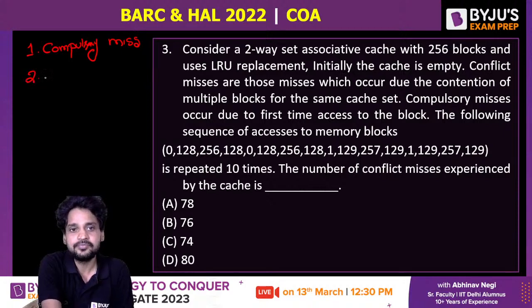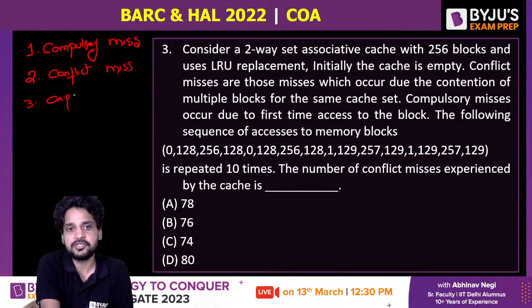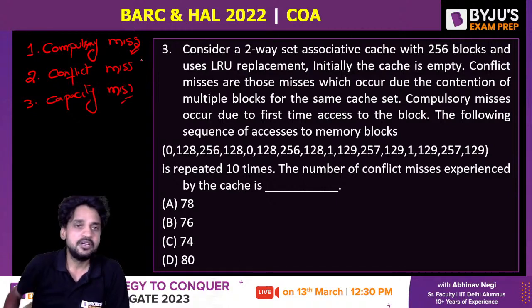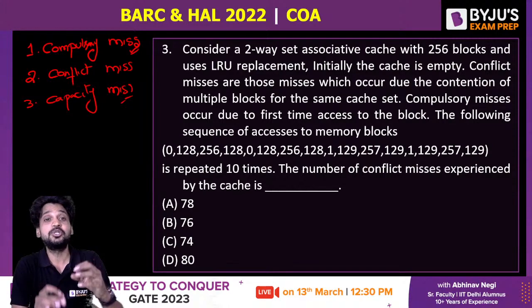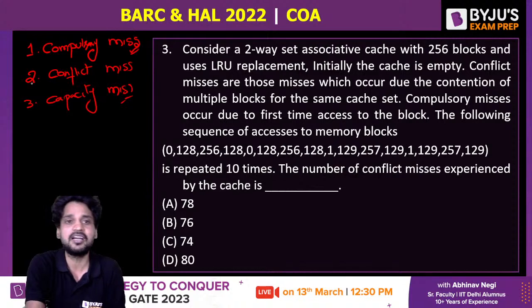Second one is conflict miss. And the third one is capacity miss. What is the compulsory miss? If you are searching for any word for the first time within the cache, it should produce a miss, which is called a compulsory miss. Next one is a conflict miss.